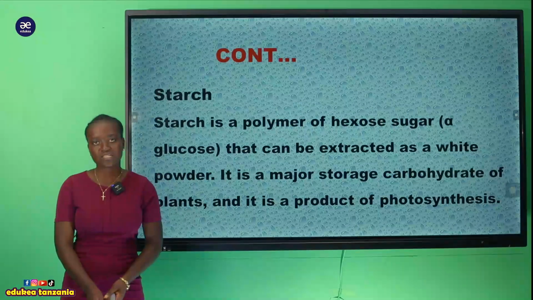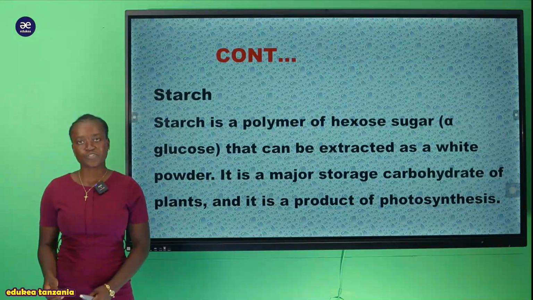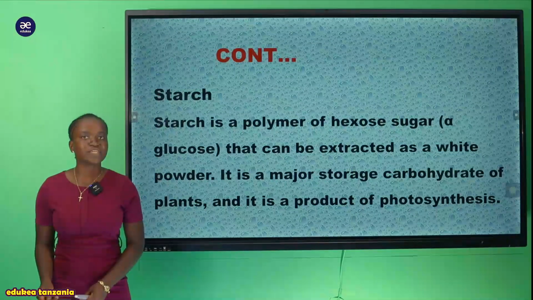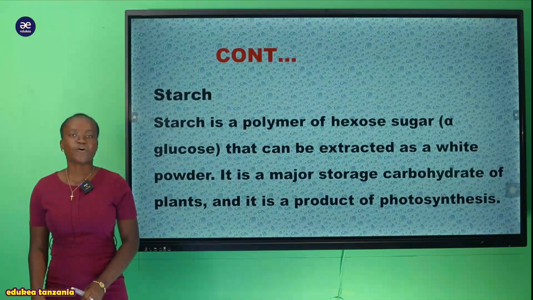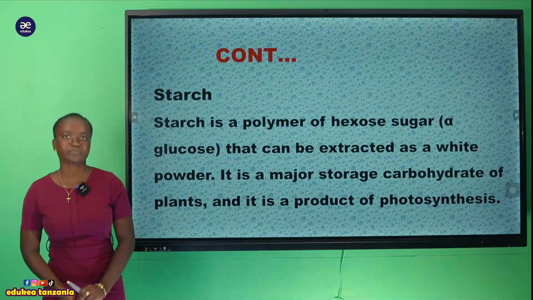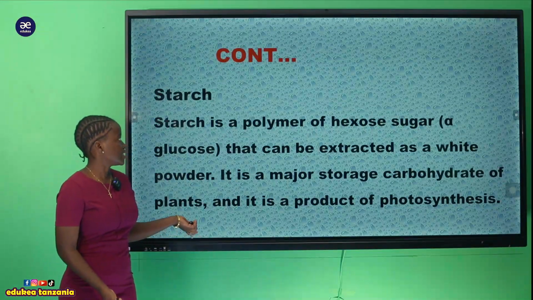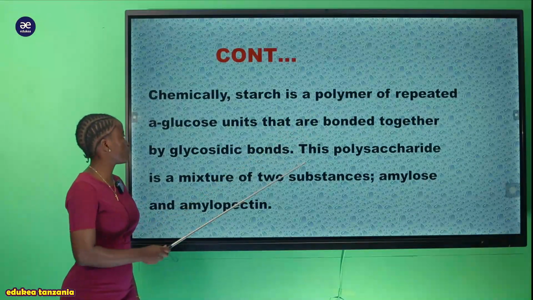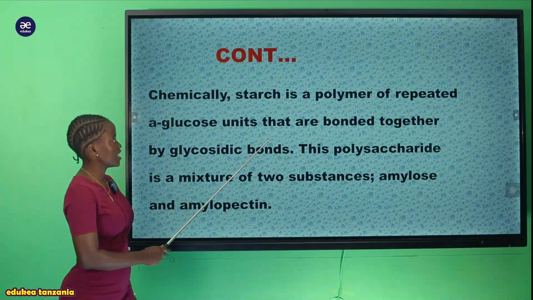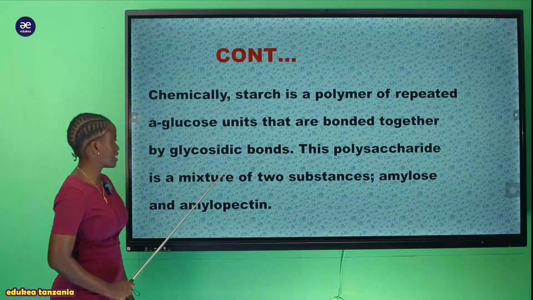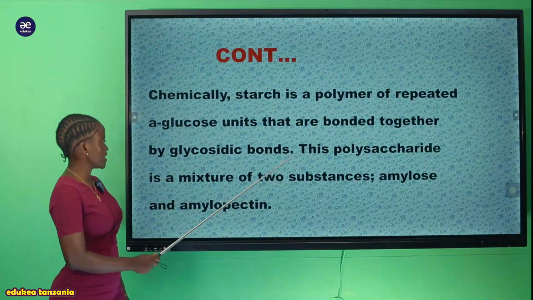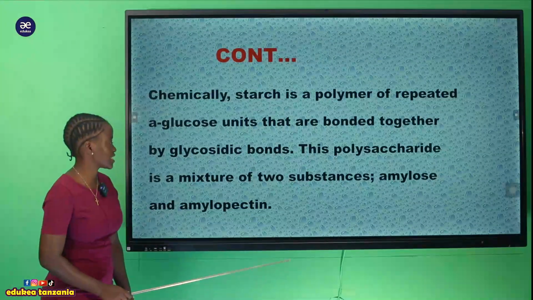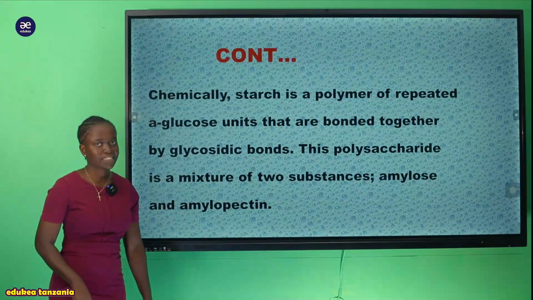Tuliona kwenye photosynthesis, the final product of photosynthesis is starch, production of starch. So the starch, it tends to be used as a storage organ for carbohydrate in a plant. And chemically, starch is a polymer of repeated alpha glucose units that are bonded together by glycosidic bonds. So this polysaccharide is a mixture of two substances, that is amylose and amylopectin.